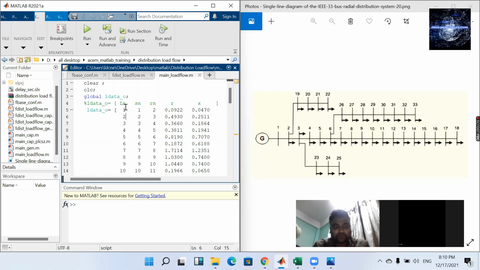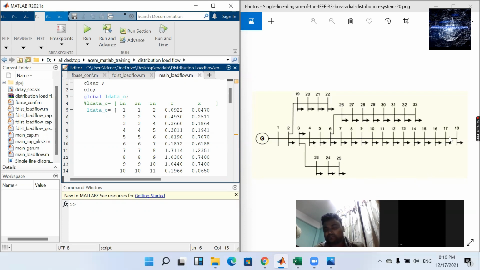Here the first column is the line number. For our easiness I have supposed that the line number is receiving end minus 1. What is receiving end minus 1? If we correspond with buses 24 and 25, then the sending end is 24 and the receiving end is 25. So this line number is 25 minus 1, that is 24.